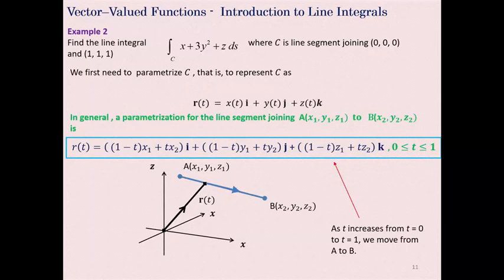Let's look at a three-dimensional example. This time the curve C is actually a straight line joining 0, 0, 0 to 1, 1, 1. So now we talk about the general representation. For a line segment joining a point A to a point B, given in the box, we can quickly verify that t equals 0 will give us the point A, while t equals 1 will give us the point B.